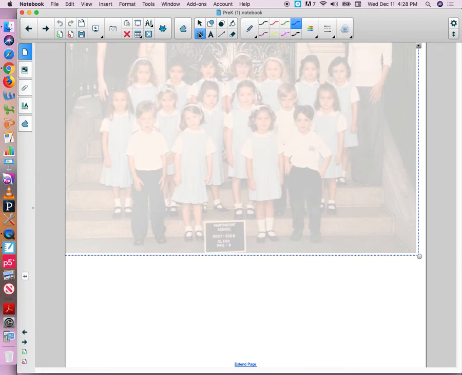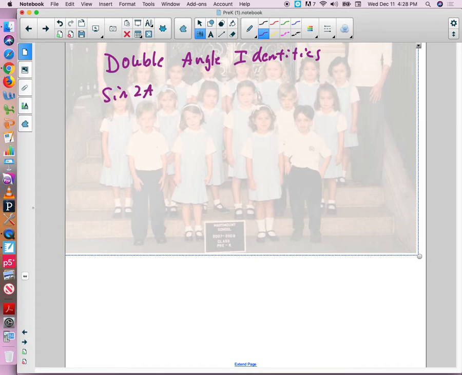Okay, back to what we were doing in class today. We were about to do the double angle identities, and you'll have a little bit of homework on this. It's going to be real important that you know how to deal with sine 2A, cosine 2A, and tangent 2A. This one's extremely important in Cal 2.